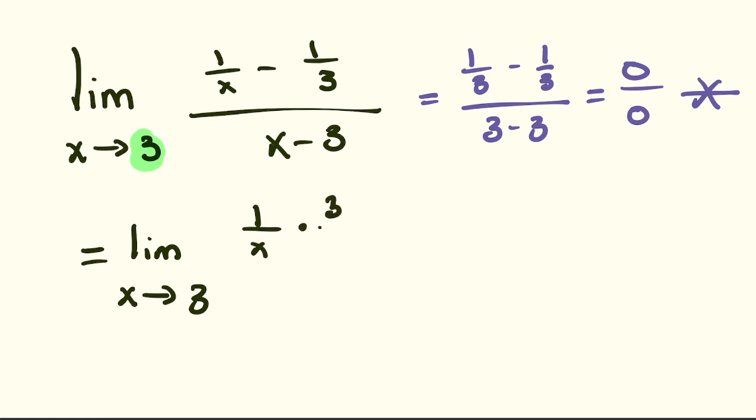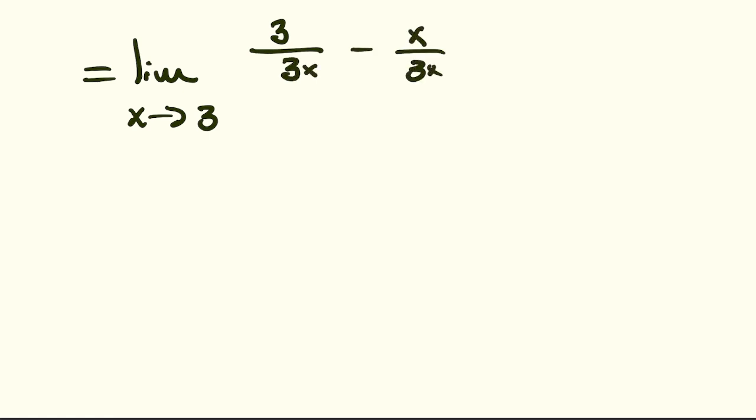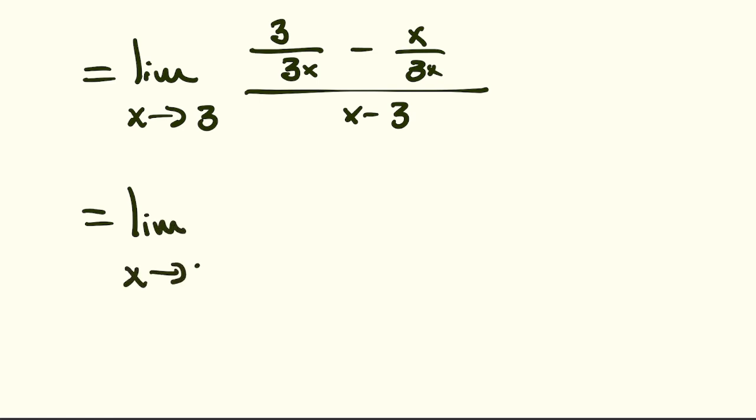So our common denominator is going to be 3 times x. Our first fraction we're going to multiply by 3 over 3, and our second fraction we will multiply by x divided by x. And we'll leave our denominator alone. That just comes along for our ride. So let's rewrite this. That gives us our limit as x goes to 3, and on the numerator, we are going to have 3 divided by 3x minus x divided by 3x, all divided by x minus 3. Now we can smush those two fractions in the top together, which is going to make this super nice.